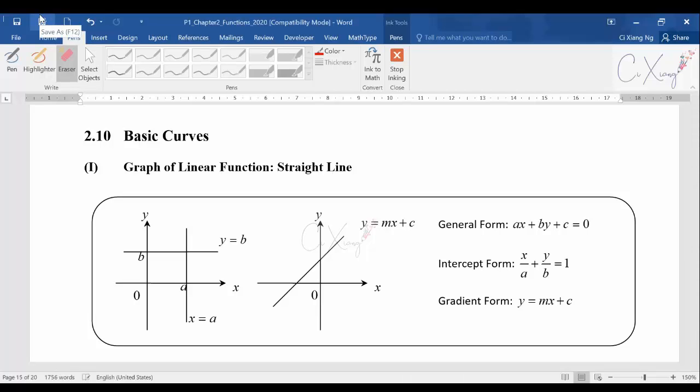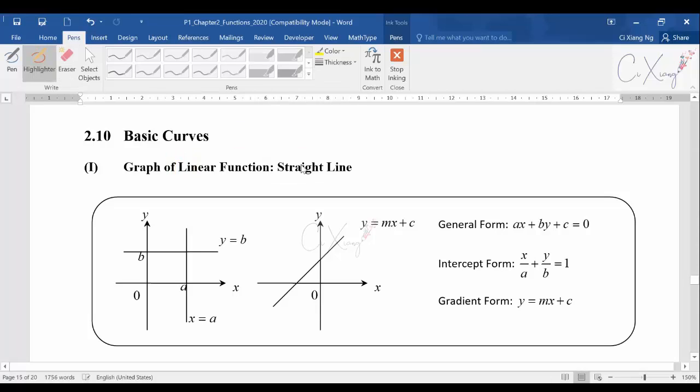The basic curves you learned in a previous video already, but this is just a revision. First we have the linear function, which is a straight line. Generally, the general form is ax plus by plus c equals 0. Then there is the intercept form, and the gradient form, which is y equals mx plus c.